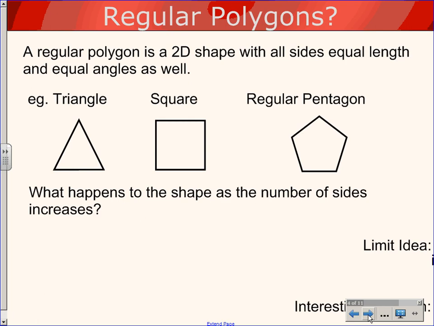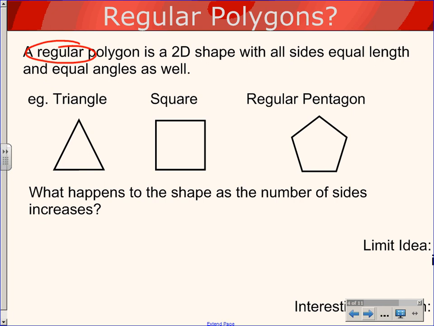This is also a fun one. There's a visual idea. We have to remember what the word regular means. It says a regular polygon. A regular polygon is a shape that has all equal sides and all equal angles. So an equilateral triangle, a square, I've got a regular pentagon there.